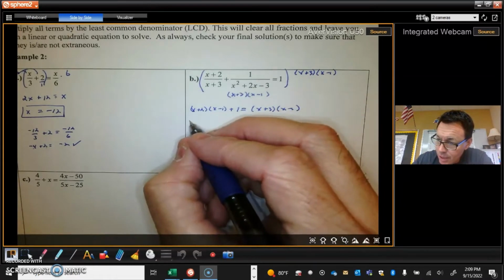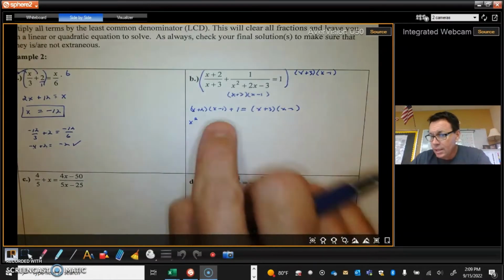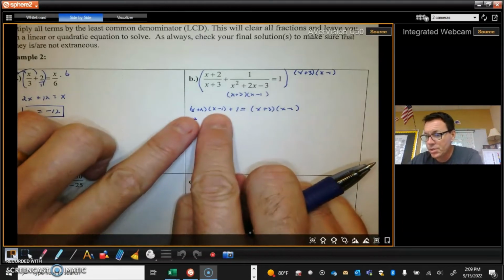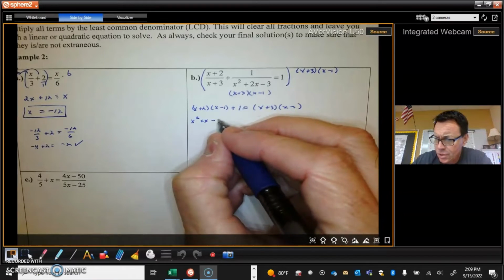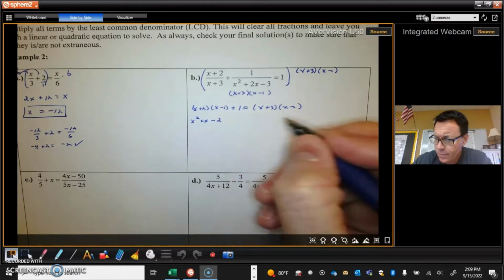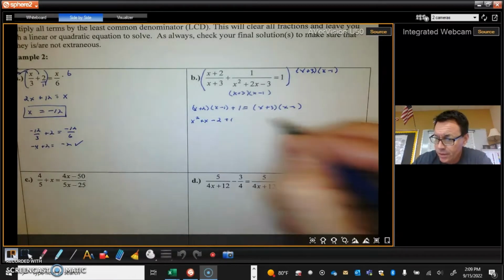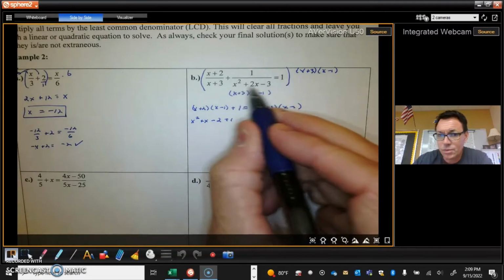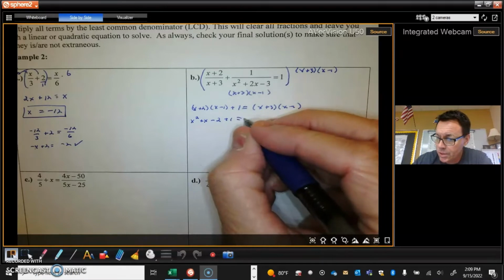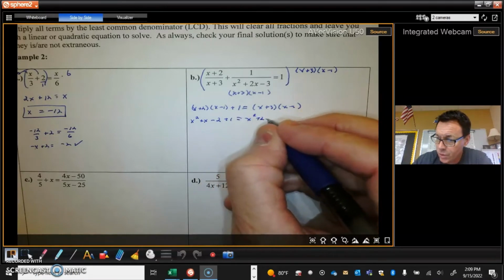This is going to be x squared. Negative x plus 2x is going to be plus x. And then minus 2. And then there's still that plus 1 right there. This is going to FOIL to give us this. Remember, that's where that came from. So this is going to be x squared plus 2x minus 3.